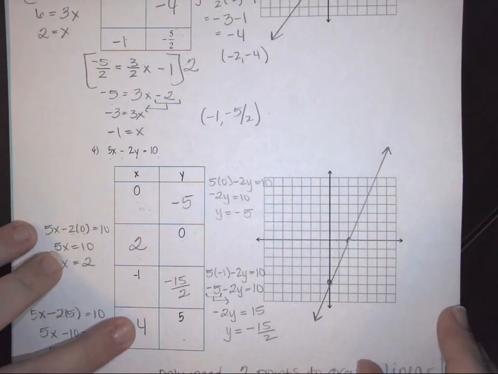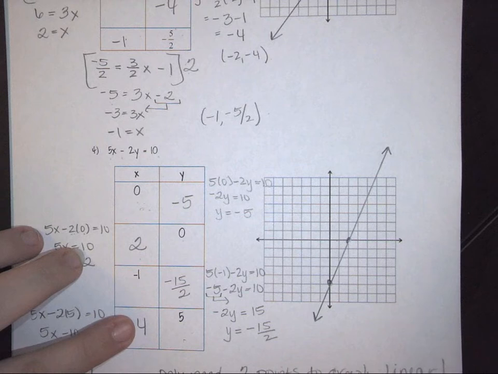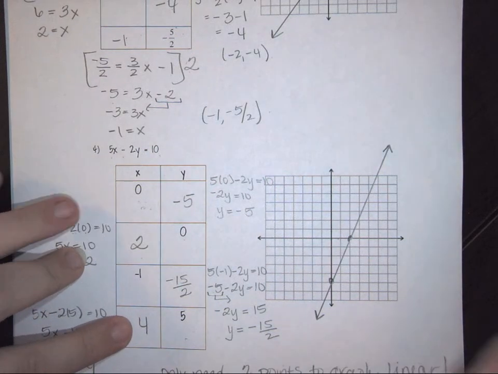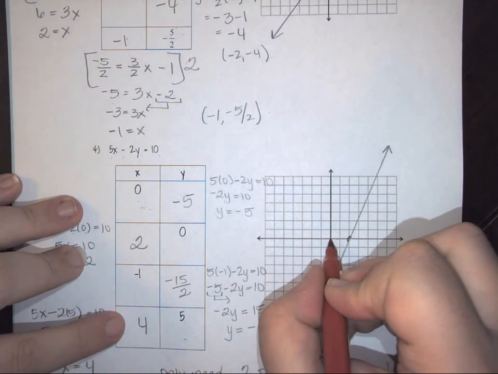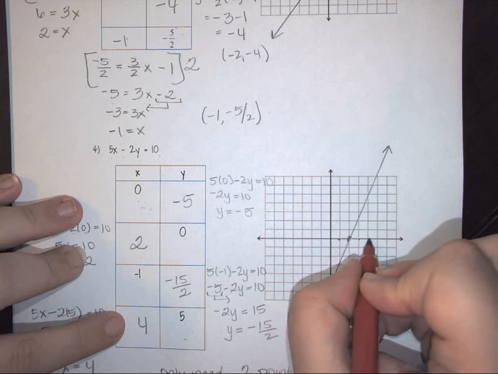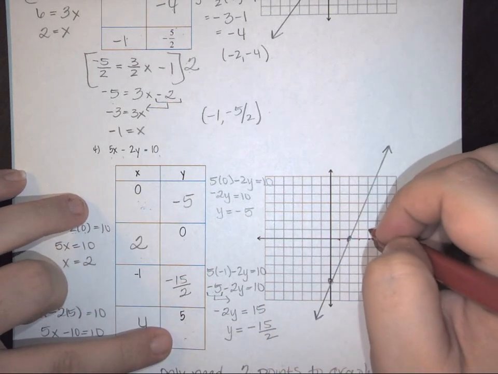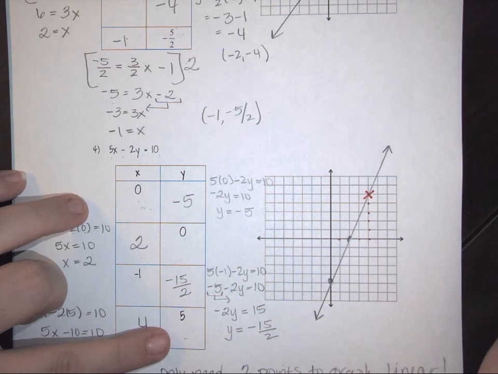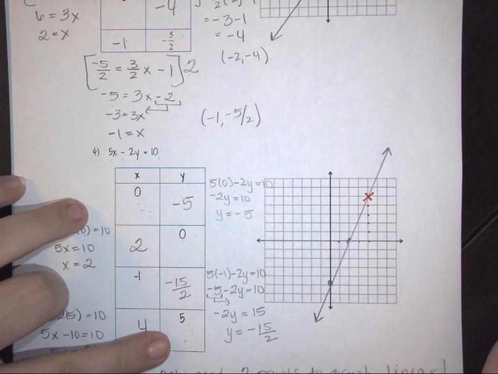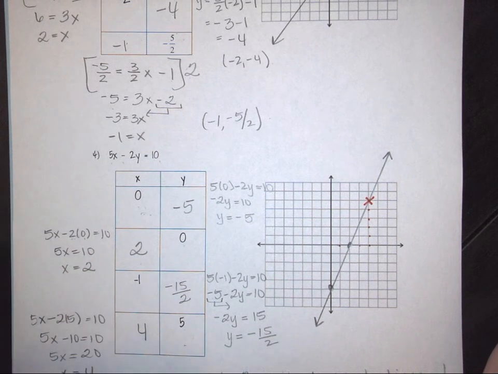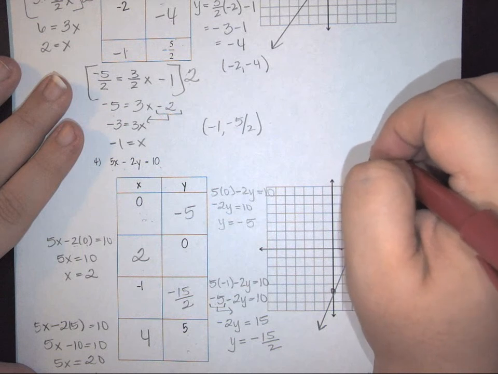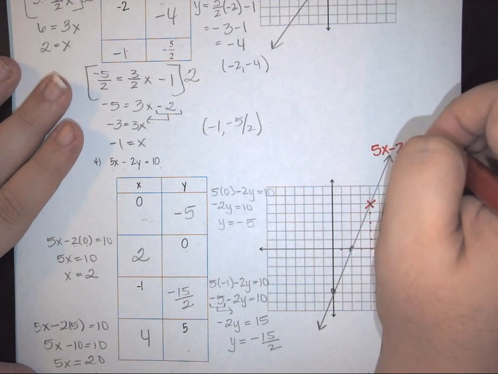And now if you notice, I have the point 4, 5. So I can use that as a checker point. So a checker point is essentially another point that you have that's going to verify if you did it right. So I'm going to go positive 4, 1, 2, 3, 4, and then I'm going to go positive 5, 1, 2, 3, 4, 5, puts me right here, and notice that does fall on my line. Therefore, I graphed this correctly, so the last thing that I would do is label it, which is 5x minus 2y equals 10.